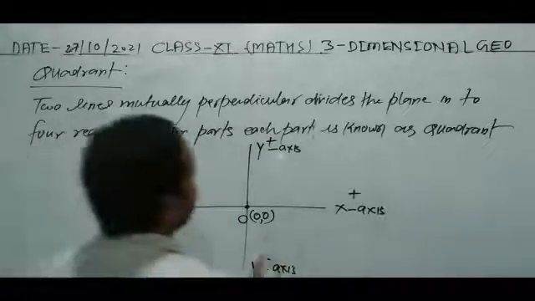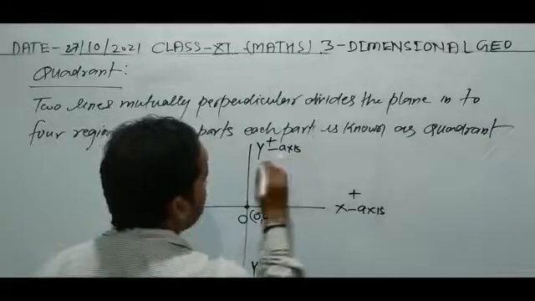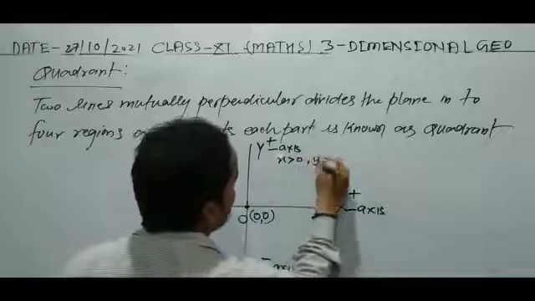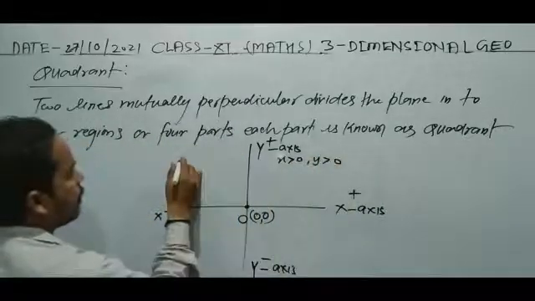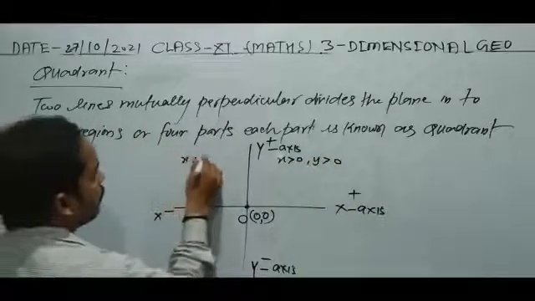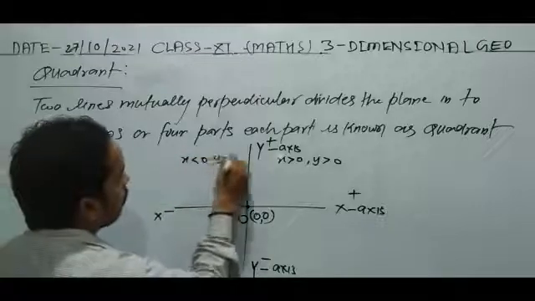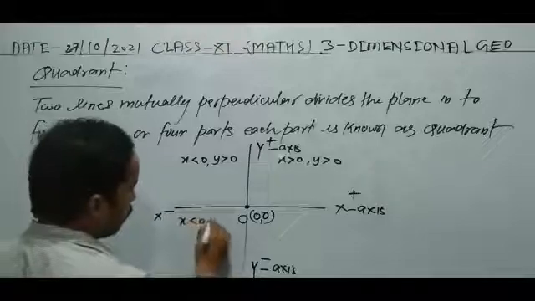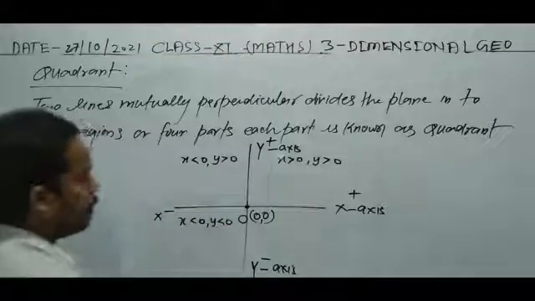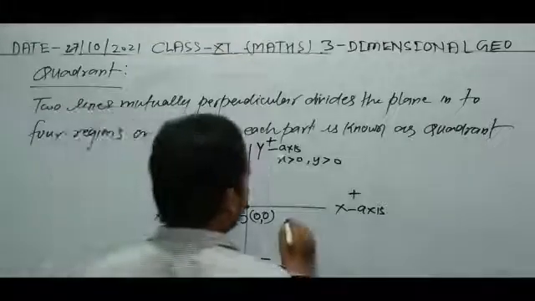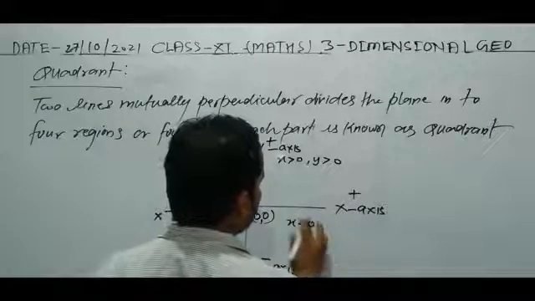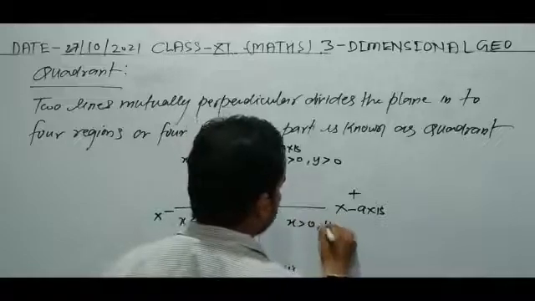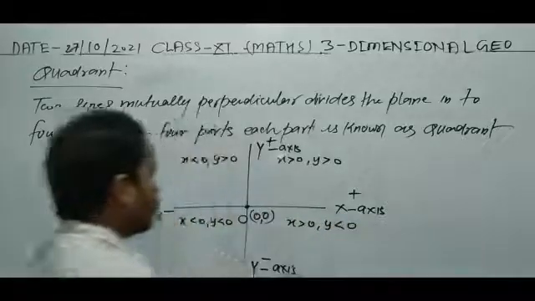And the coordinates of every point lie in the first quadrant. In the first quadrant, x is greater than 0, y is greater than 0. In the second quadrant, x is less than 0, y is greater than 0. In the third quadrant, x is less than 0, y is less than 0. And in the fourth quadrant, x is greater than 0 and y is less than 0.